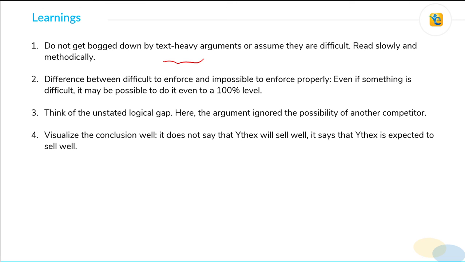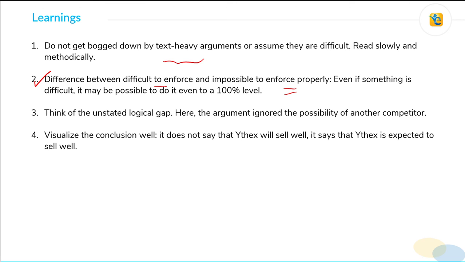Okay. The second aspect to remember is the difference between something being difficult to enforce and something being impossible to enforce properly. Even if something is extremely difficult to do, you could still do it. It may be very, very difficult to get 100 in your mathematics exam, but you may still get it. So just because something is difficult to enforce, don't assume that it's not possible to enforce properly. Okay. That's a very important learning from this question.